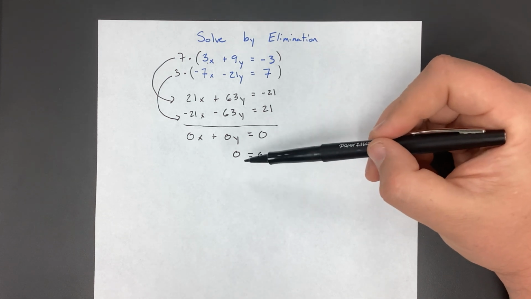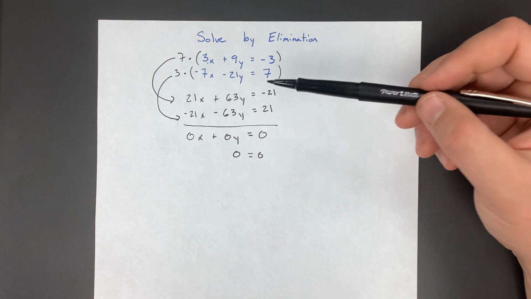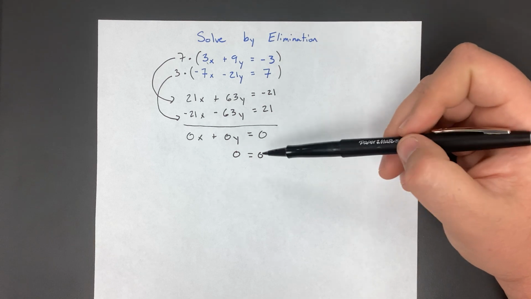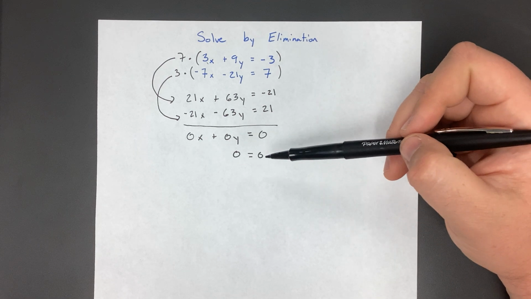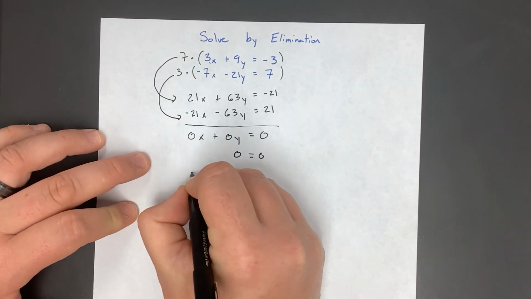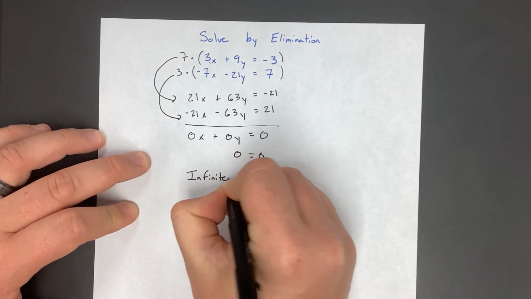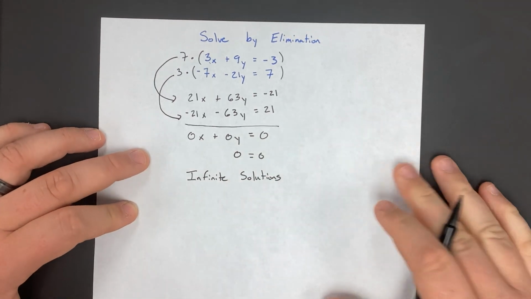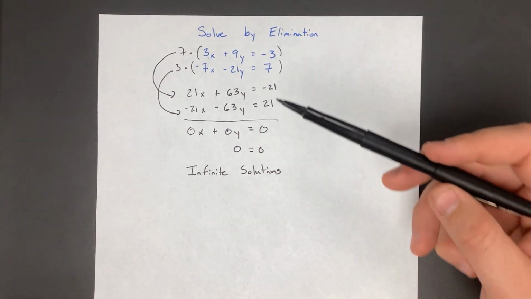So this is one of our special cases where if we eliminate or we substitute and our variables go away and we're left with a balanced statement, either 0 is equal to 0 or some number is equal to itself, this is where we have infinite solutions. Okay, infinite solutions in this case where we cancel out.